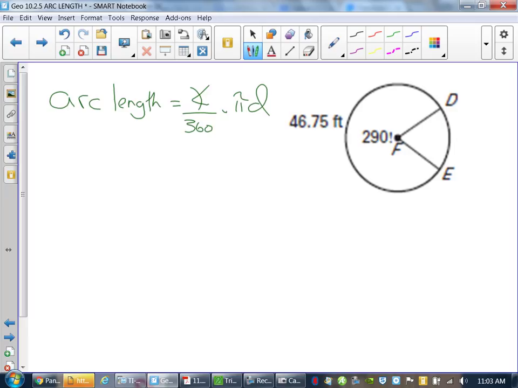Alright. So if I want to find the diameter this time, I just start filling in the blanks. You have your arc length at 46.75. You have your central angle at 290. And it's just a matter of putting it together. Now, there's a couple of different things that you can do here as you fill it in.